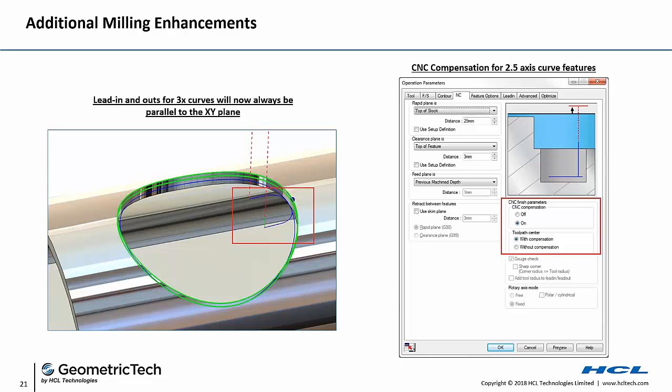And you can also see over on the right, on the NC tab, we now have the ability to turn on cutter compensation for the 2.5-axis curves, of course, and then also turn on and off the compensation and decide whether or not the compensation is based on tool center or not.